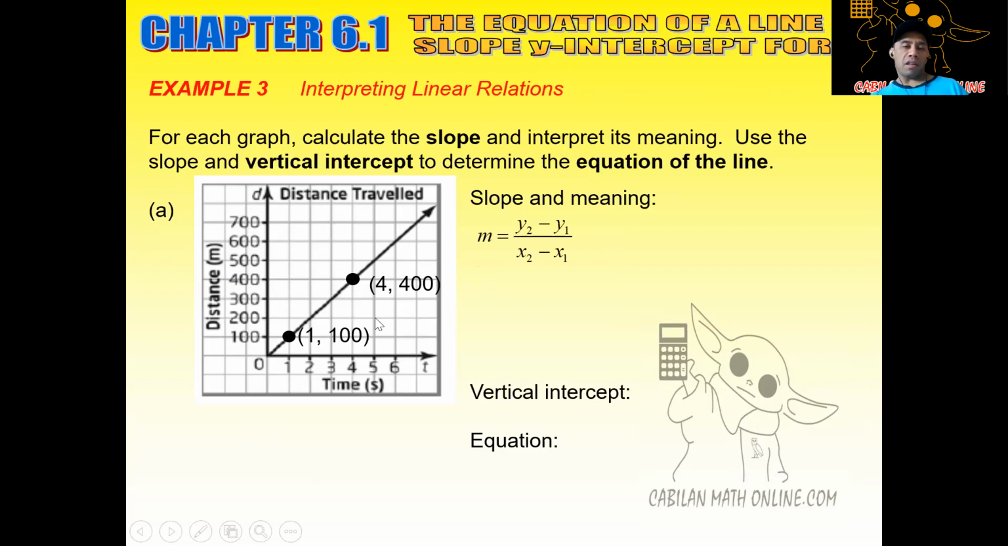Now, before we put the numbers in, just as a reminder, since this is a line that's going up to the right, our final answer for the slope should be positive, or should I say needs to be positive.